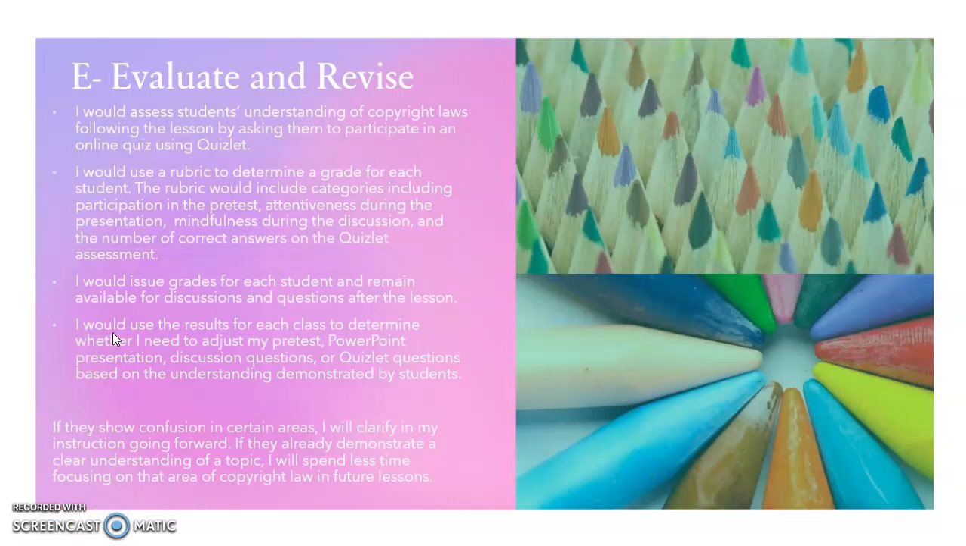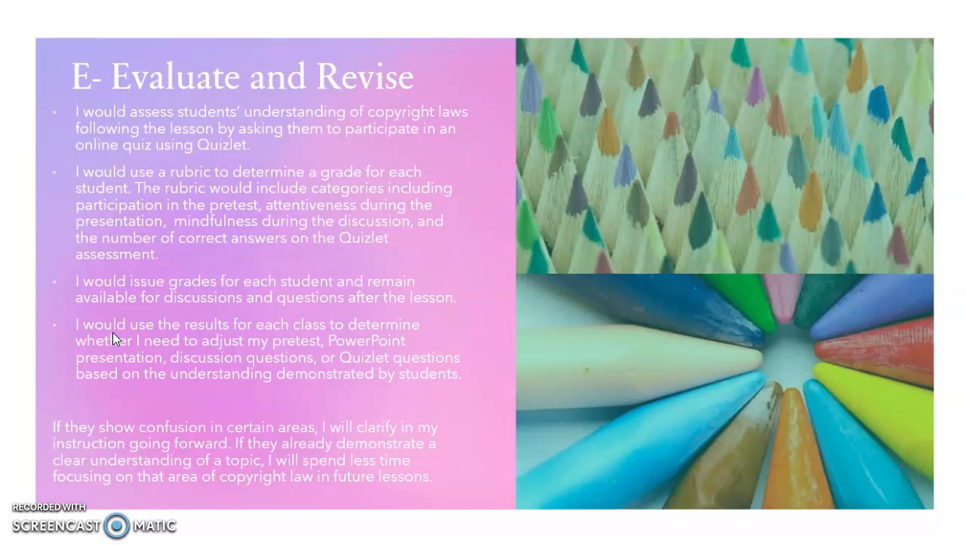I would assess students' understanding of copyright laws following the lesson by asking them to participate in an online quiz using Quizlet. I would use a rubric to determine a grade for each student. The rubric would include categories including participation in the pretest, attentiveness during the presentation, mindfulness during the discussion, and the number of correct answers on the Quizlet assessment.